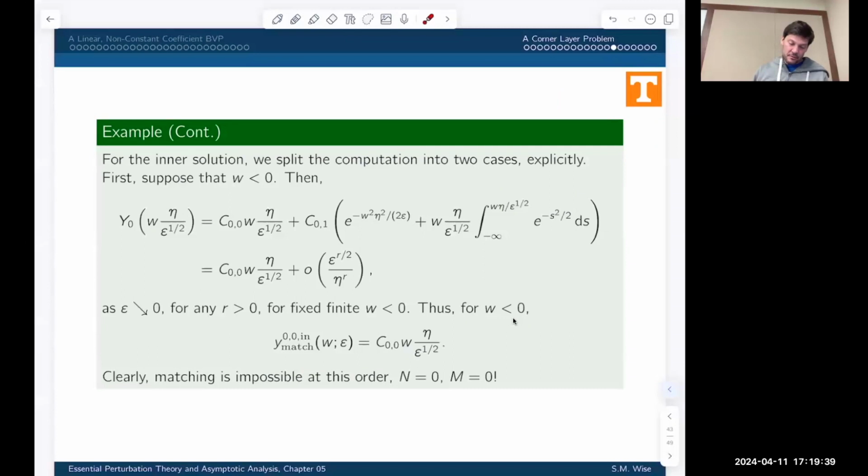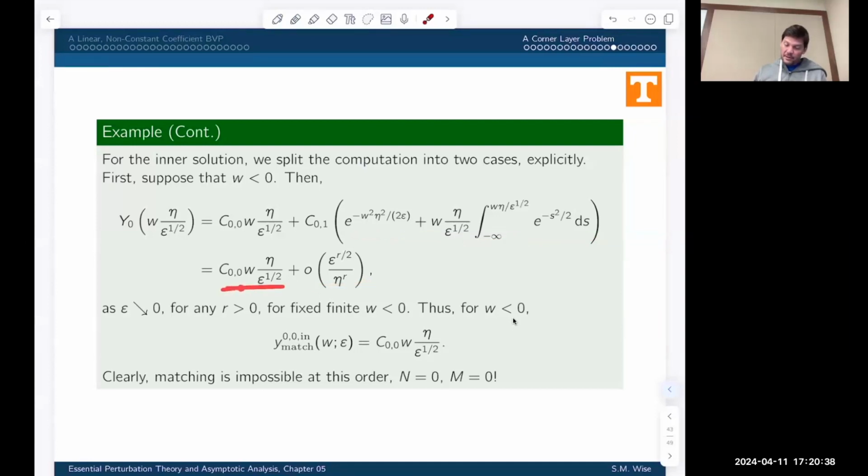Now, what about the inner solution? For that one, we replace z with w eta over epsilon to the 1/2 power, and we get an expansion which looks like this. Well, what do we keep? It turns out the only thing we're going to be allowed to keep is this term, and we have to do this one in pieces. For the first piece, we assume w is less than 0, and then we'll come back and do w greater than 0. The only thing that's going to survive is this term, because the other is going to be transcendentally small. And because w is negative, when eta and epsilon get small, as they do, this is also going to be transcendentally small, because this number is going to be on the left side of 0.